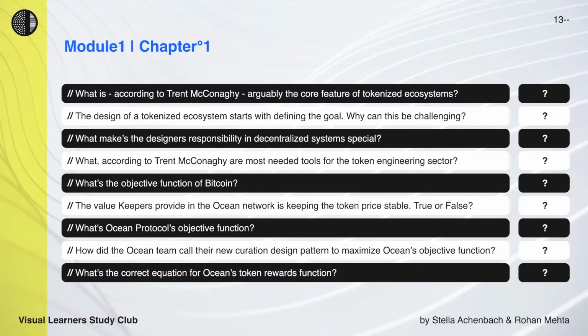Question 1 was, what is, according to Trent McConaughey, arguably the core feature of tokenized ecosystems? Any takers for this one? Maybe Kaleverse. I'm gonna call you out. Any opinion on what could be the right answer? And why? If Kaleverse cannot unmute, maybe Rachel13 wants to go with this one. To be honest, I'm not sure about the answer. I'd like to hear it from you guys.